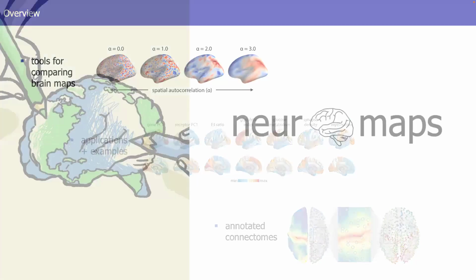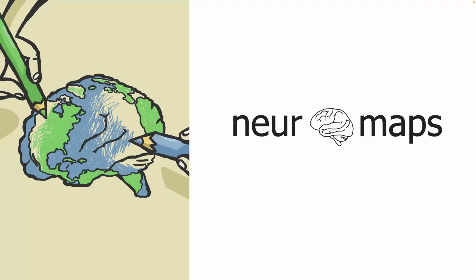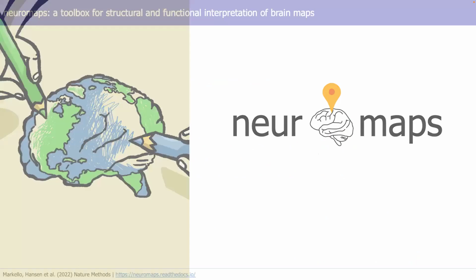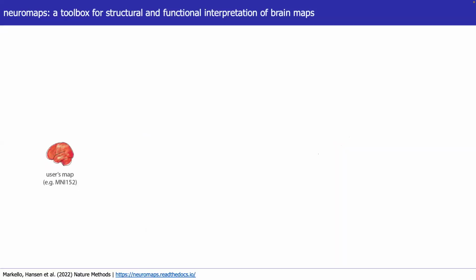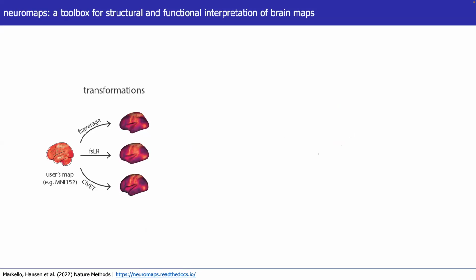To talk a little bit about the tools, there are many ways for me to approach this, but the easiest is to tell you about the latest and greatest thing that we have in the lab, which we call neuromaps. It's kind of like a Google Maps for the brain, and it puts together a lot of these features into one place. It's a Python-based toolbox. The idea is that you, as a user, would come in with a brain map that you have, and it has three components to it.